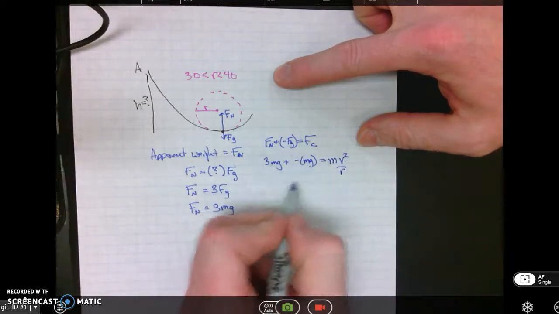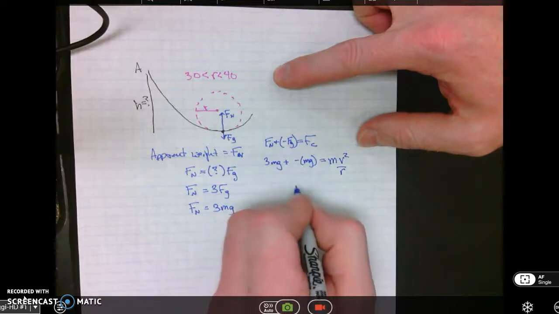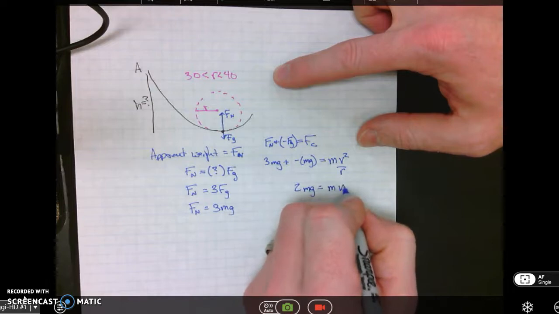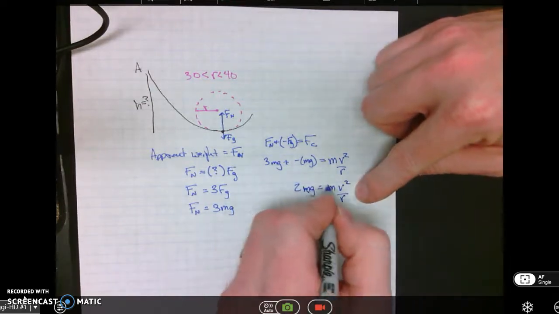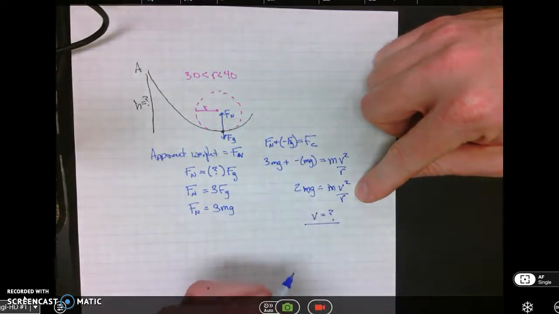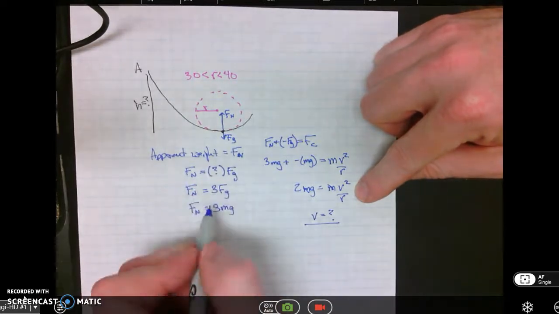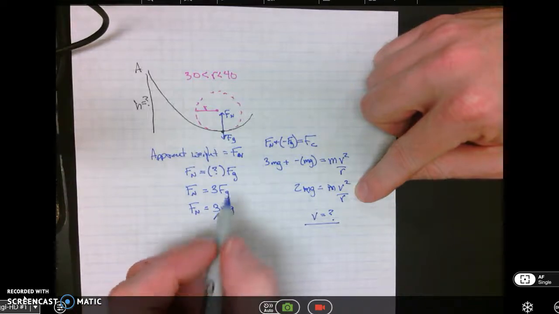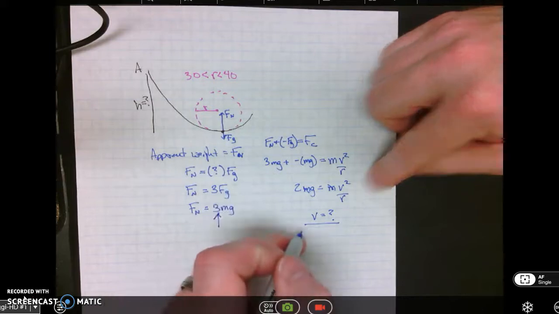You can do a little math over here. 3 mg minus an mg is going to be 2 mg. And that equals mv squared over r. You pick the radius, the m's cancel out, and you can solve for v. Now you know how fast you're going to go at the bottom of the hill with the amount of apparent weight you pick and the radius that you picked. That's how you solve for the velocity.